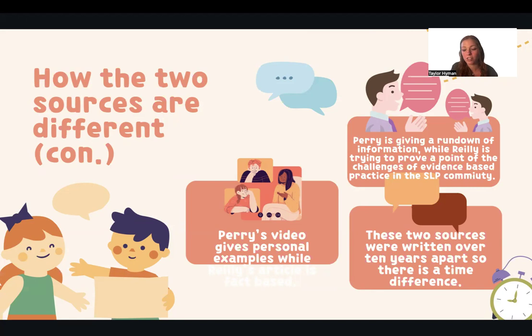These two sources were written over 10 years apart. The article was written in 2009, while the video was published in 2019. So there is a modern time difference here.